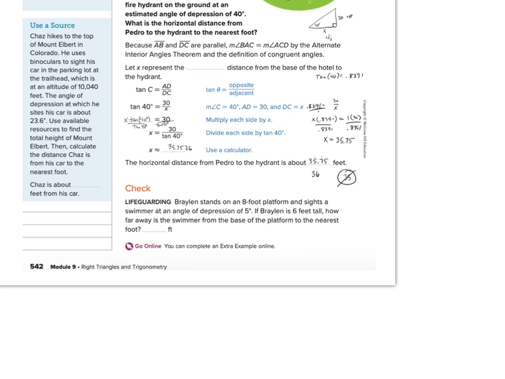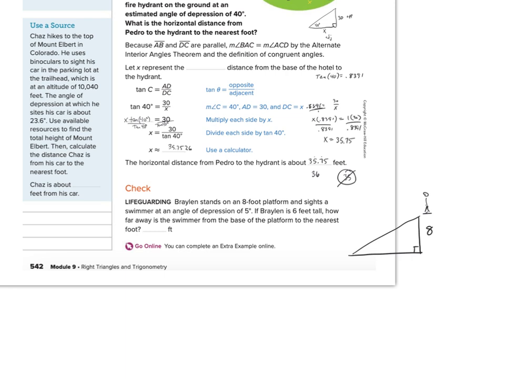Lifeguard. Okay, now this problem again, I would stop it here, try it on your own, but create your right triangle, and then fill in the information, and then go with it from there. Braylon stands on a 8-foot platform. Well, okay, so right now he is standing right here.